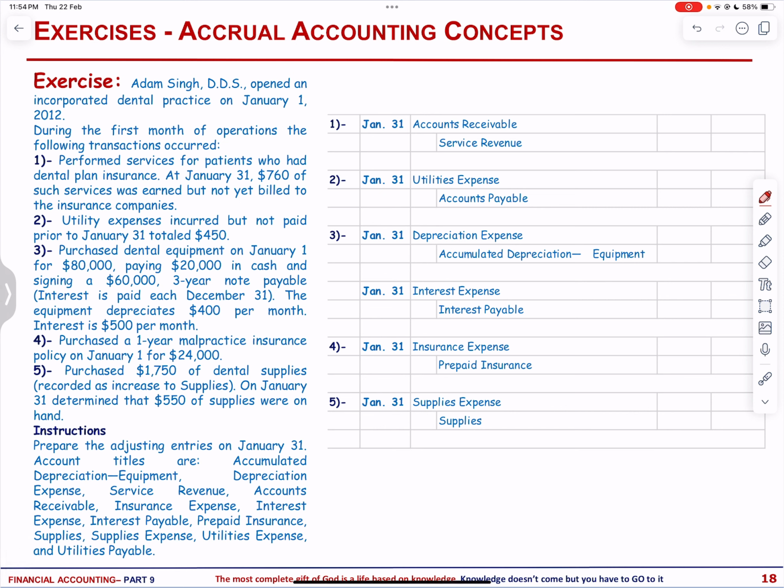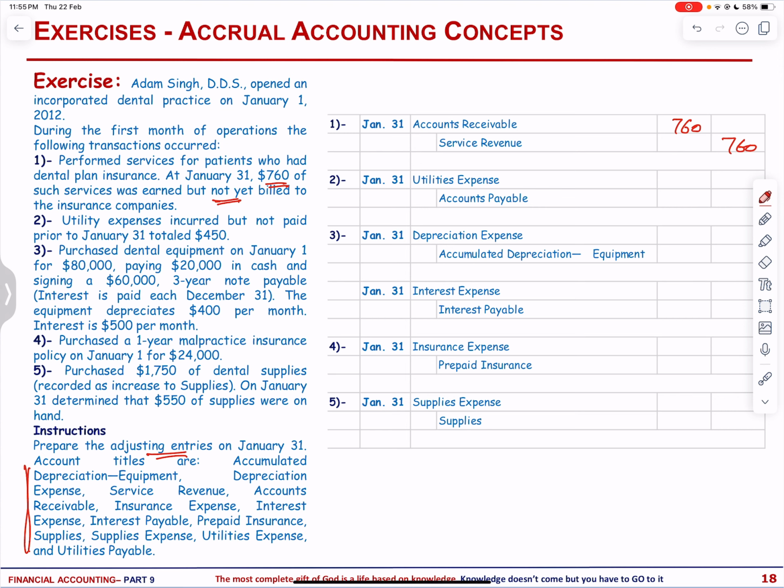Adam Singh DDS opened an incorporated dental practice on January 1, and these are the set of accounts. We have to prepare the adjusting entries and we have to use these set of accounts as well. So number 1, performed services for patients who had dental plan insurance. At January 31st, 760 of such services were earned but not yet billed. So accounts receivable is debit by 760 and service revenue is credit by 760.